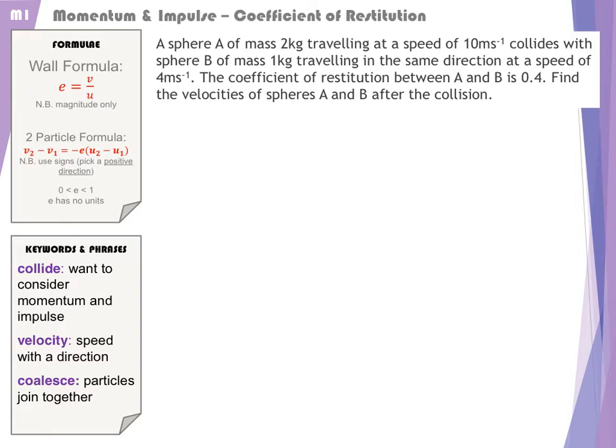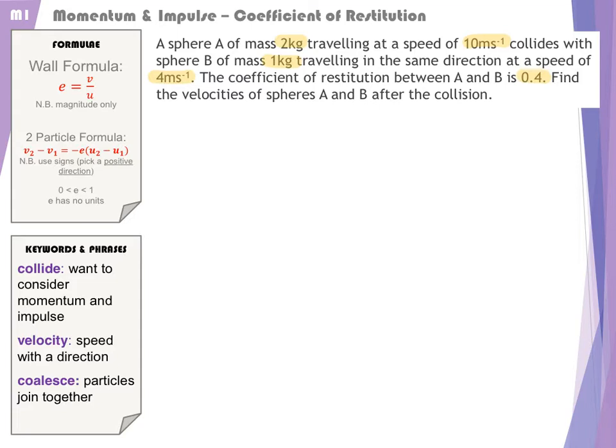Let's have a look at using this now then. So we've got a sphere A of mass 2 kilograms travelling at a speed of 10 metres per second, and it collides with a sphere B of mass 1 kilogram travelling in the same direction at a speed of 4 metres per second. We're given the coefficient of restitution, so that's going to be a useful piece of information for us. So I'm just going to highlight that one, as well as some of the important data. So 0.4 is going to be important. There's another speed, a mass, and a speed. We've got to find the velocities of spheres A and B after the collision.